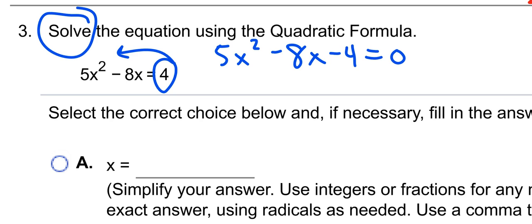I suggest you write out your discriminant before you try to type it on a calculator, because I've seen people making mistakes because they're just trying to type. Make sure you write it out first. b squared minus 4ac.